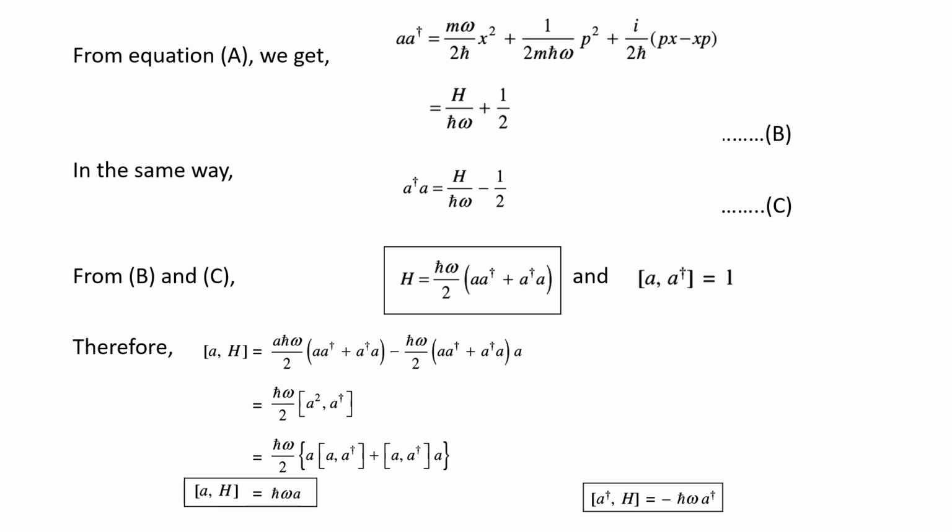From B and C, we can find the value of the Hamiltonian, which is H = (ħω/2)(a a† + a† a), and the commutation [a, a†] = 1. Therefore, the commutation of a and the Hamiltonian H is given by [a, H] = ħω a. Here we can solve this as given on the screen, and similarly we can find the commutation [a†, H] = -ħω a†.